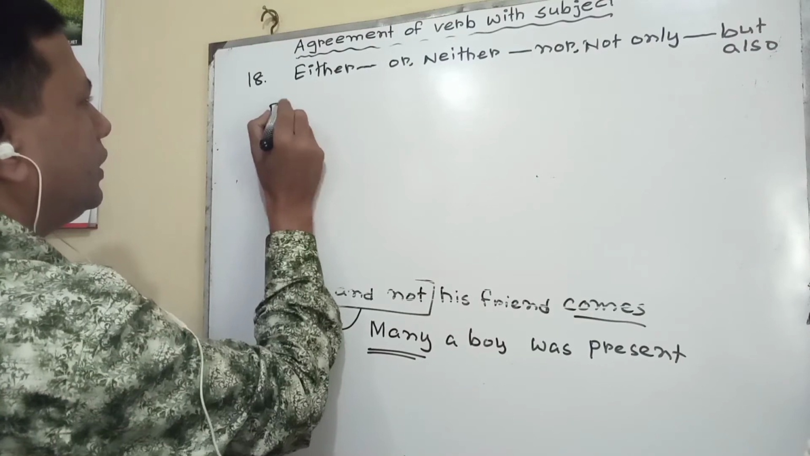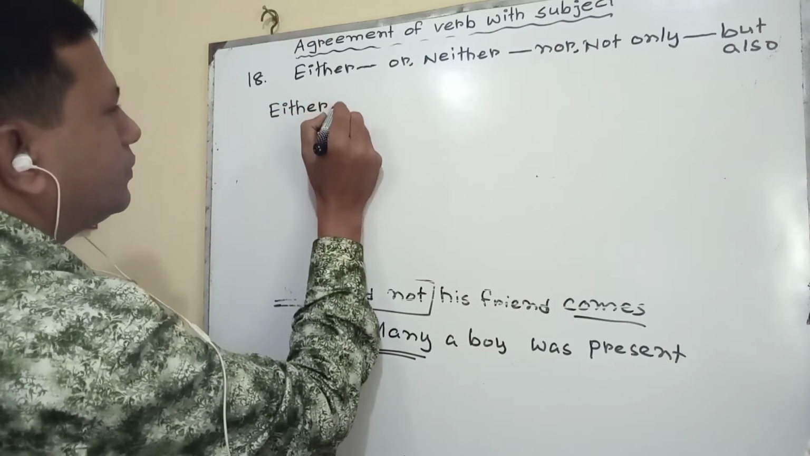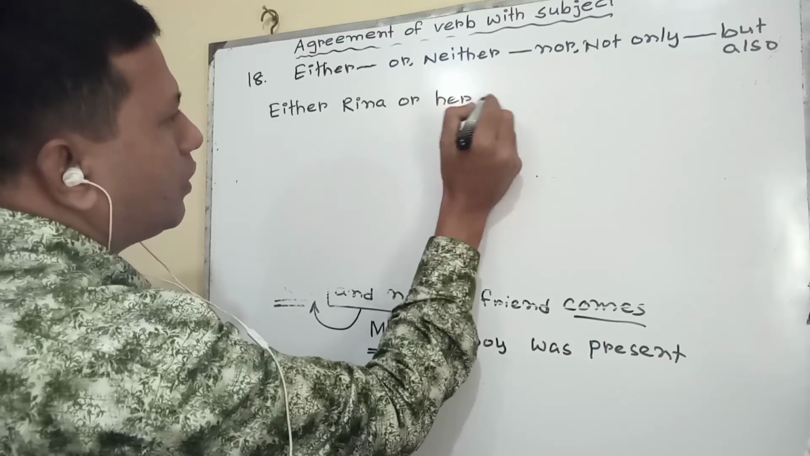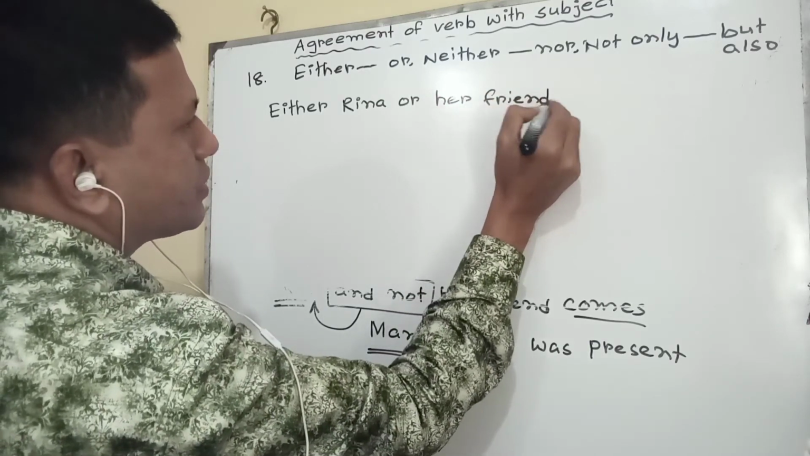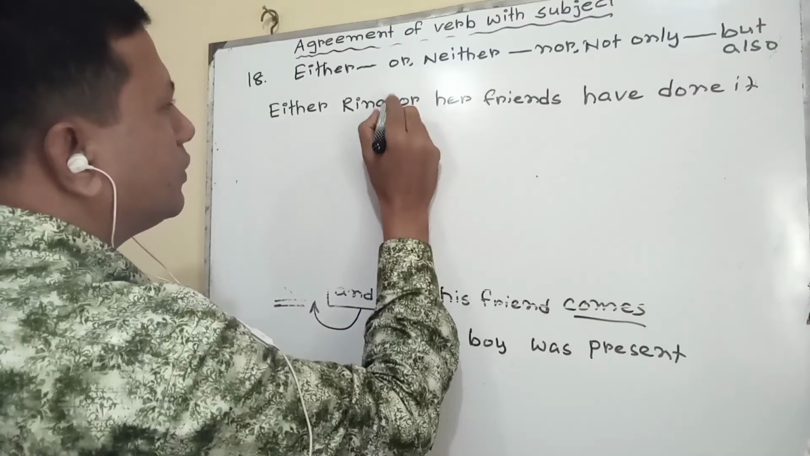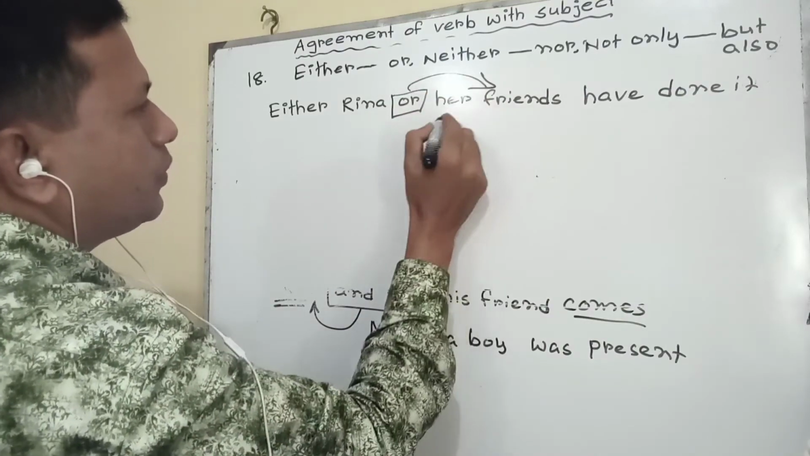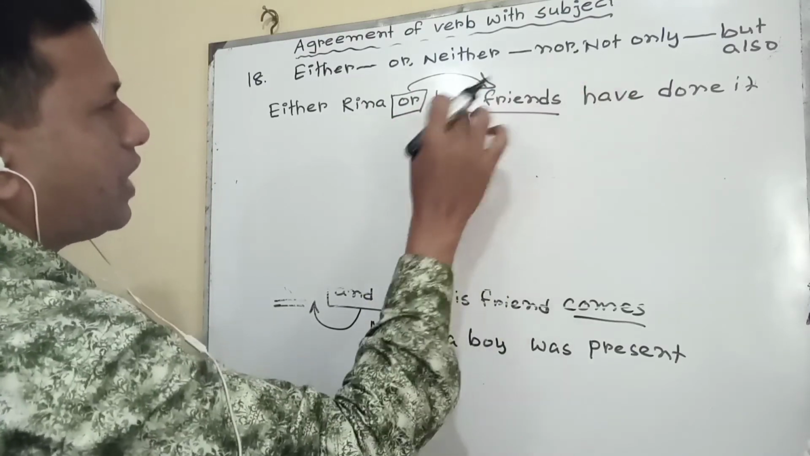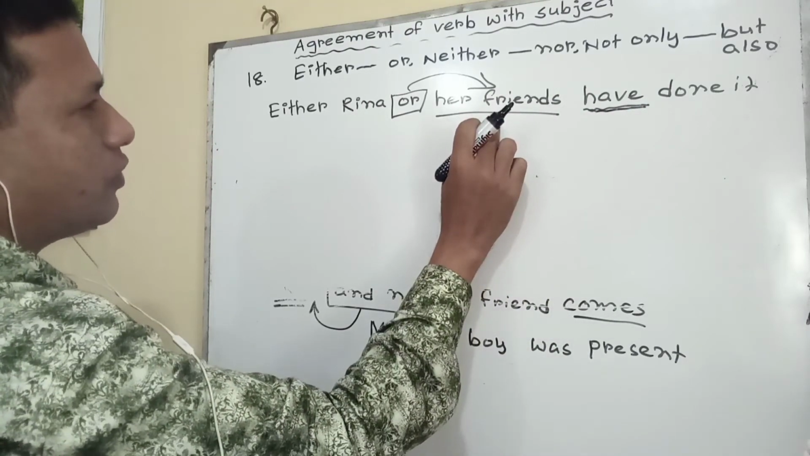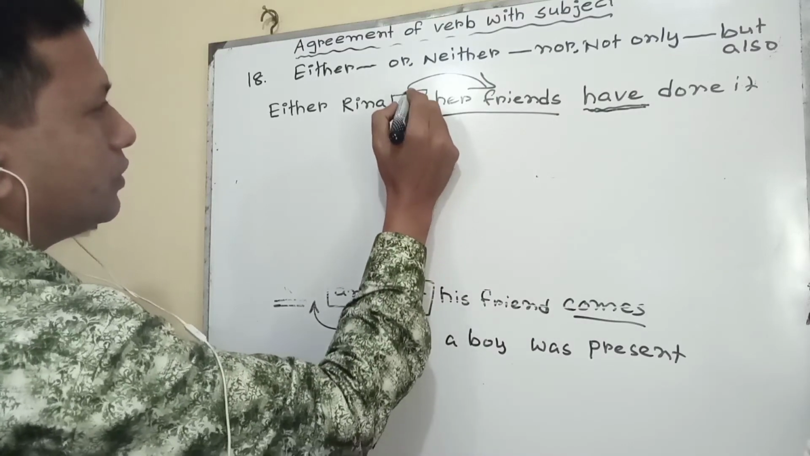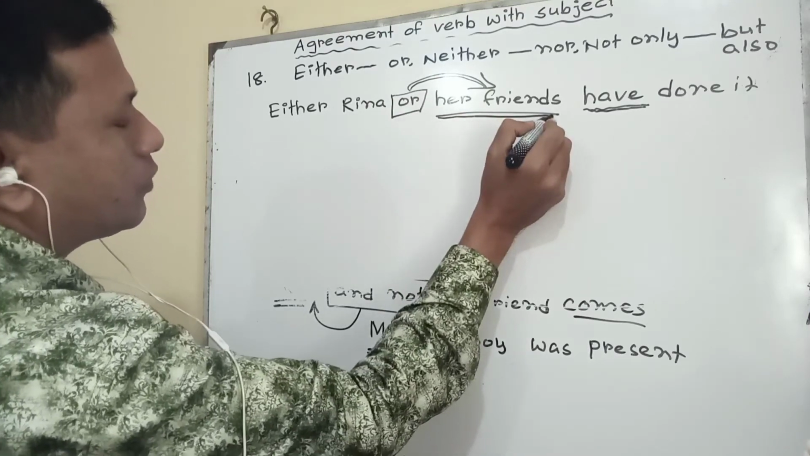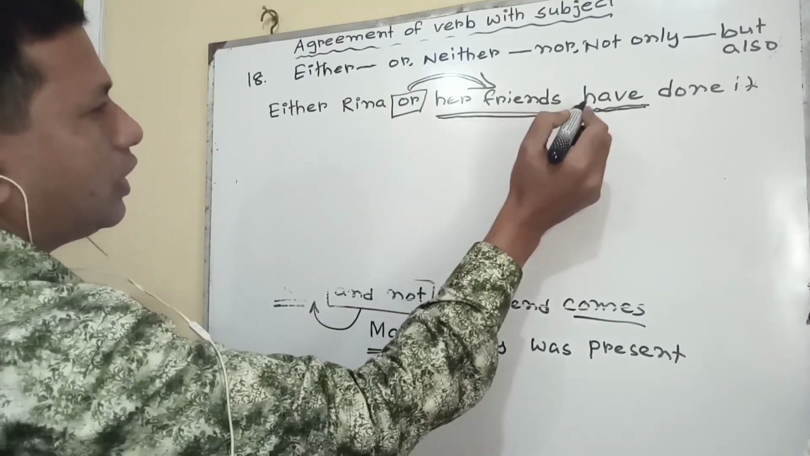That means, "Either Rina or her friends have done it." So you can understand in this case, the word after or, after nor, after but also should be taken to decide your verb. This one is in plural form. That's why in either or, neither nor, not only but also, the noun or pronoun found after those words should be taken to decide your verb.